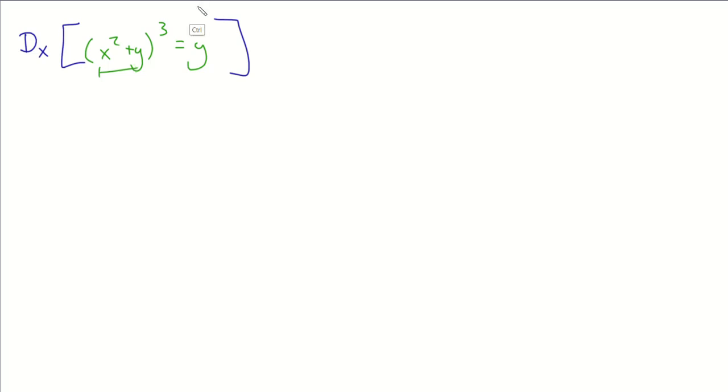Okay, so how do we take the derivative of u cubed? 3u, so I'm just going to keep this squared, times the derivative of u now. What's the derivative with respect to x of x squared? 2x, plus what's the derivative with respect to x of y? Y prime. Now, that is the left side's derivative. The right side's derivative is way easier, y prime.